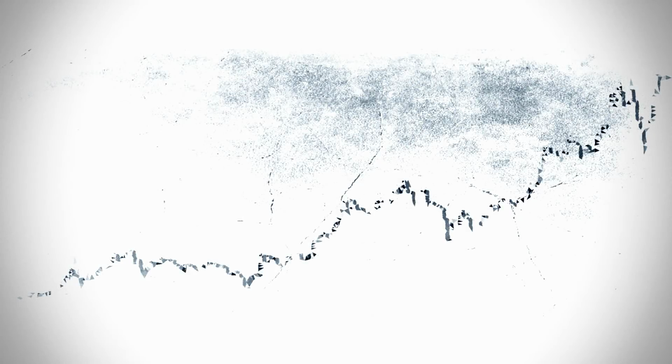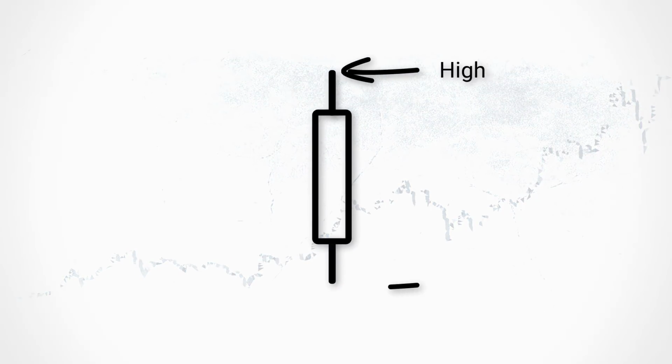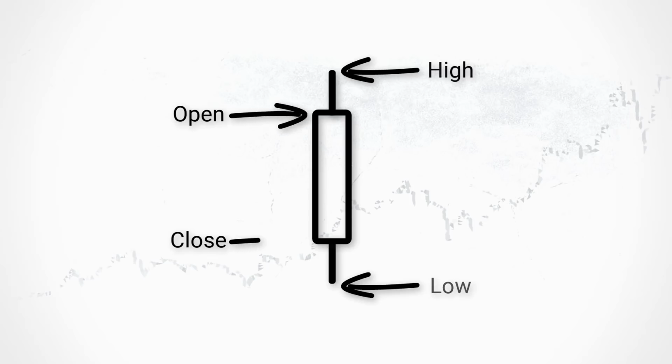A basic candlestick looks like this. The high is at the top, the low is at the bottom, and then we have the open and the close. The open is the first trade that occurred in the period, and the close is the last trade that occurred in the period. Depending on which platform you're using, the colors and fills can mean different things.